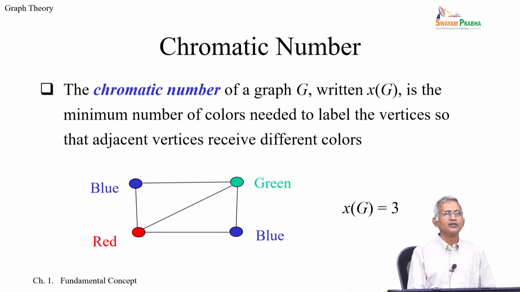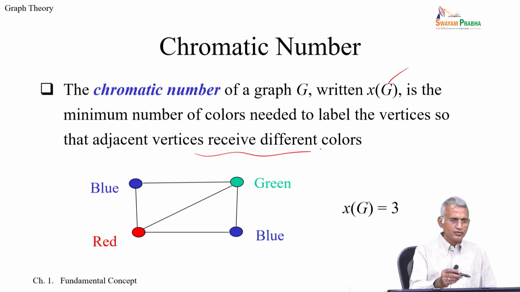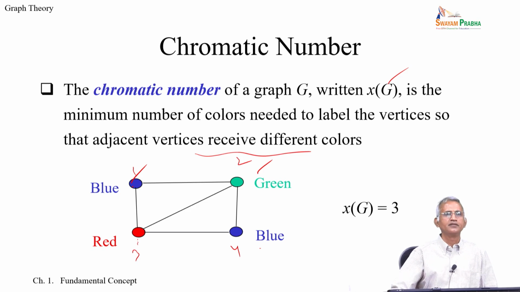Now, the chromatic number of a graph, written as χ of G, is the minimum number of colors needed to label the vertices so that adjacent vertices receive different colors. So, here blue, green, once green and this one is joined, a different color you have to give, and here two are different because joined with an edge, and red and blue are here. 3 and 4 are adjacent, therefore, different colors should be there. 2 and 4 are different, they have different colors. Now, the maximum number of colors we can use is 3, that is called the chromatic number of a graph.